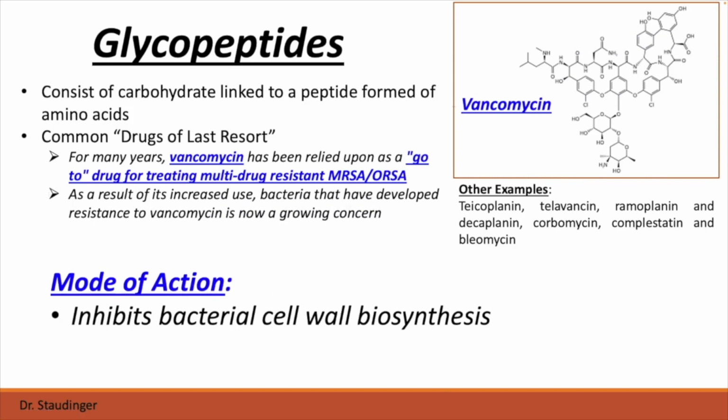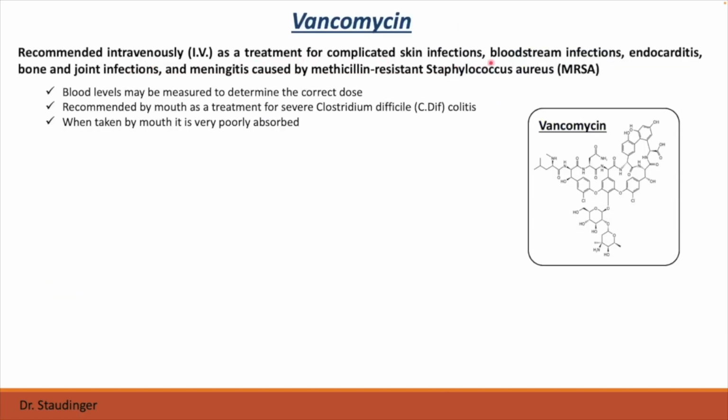This drug is recommended intravenously as a treatment for complicated skin infections, bloodstream infections, endocarditis, bone and joint infections, meningitis, and MRSA. Blood levels are likely to be measured to determine the correct dose. It's recommended by mouth as a treatment for C. diff colitis. When it's taken by mouth, it's very poorly absorbed. This drug's mechanism of action is to prevent cell wall formation by binding to D-ala oligopeptides.